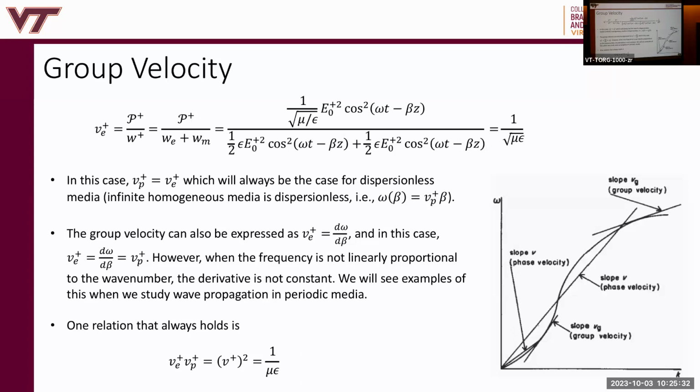All right? Okay, so one relationship that always must hold is that the energy velocity, the group velocity, times the phase velocity is always 1 over mu epsilon. That always holds.